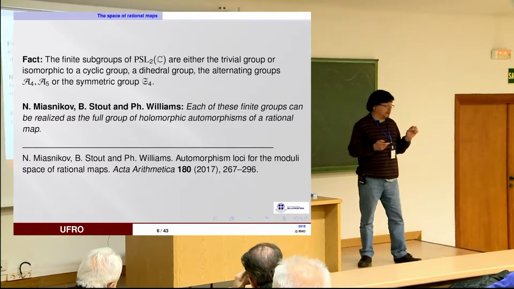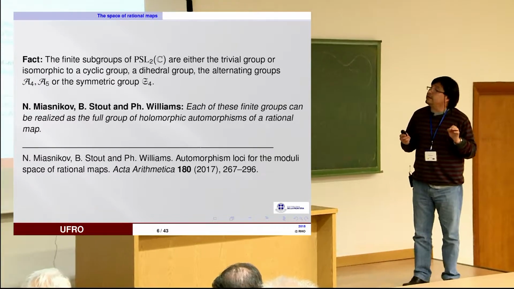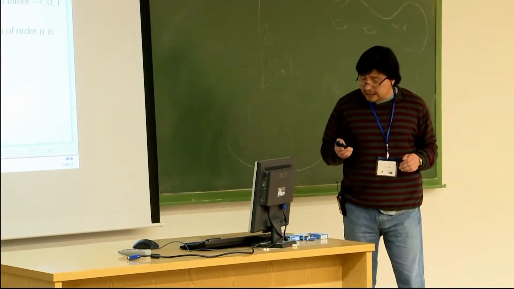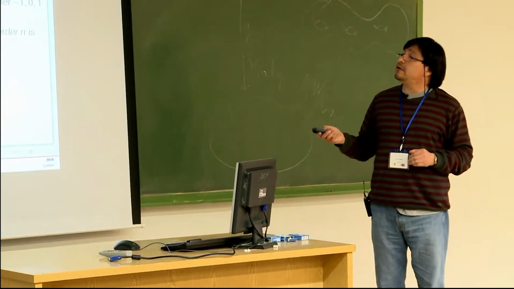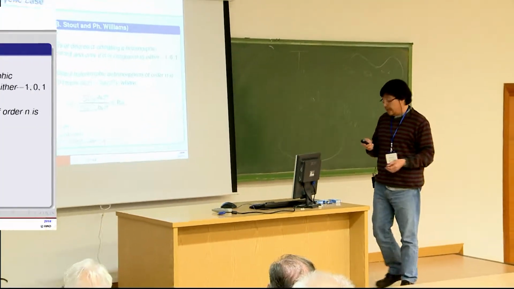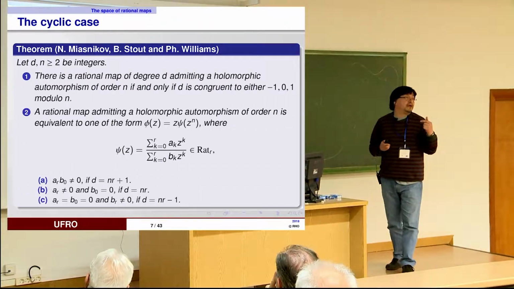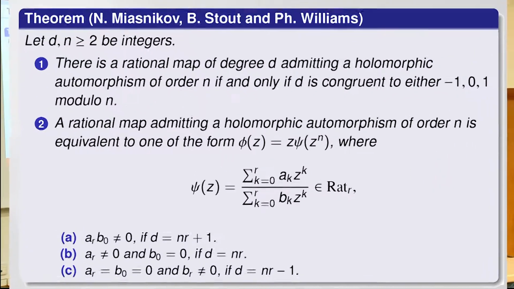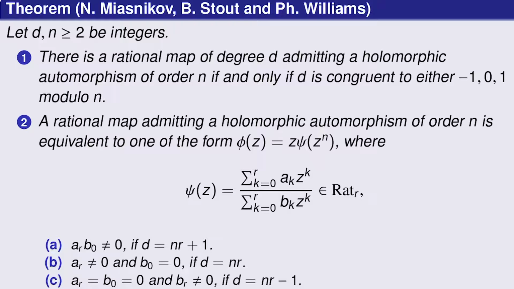I want to just recall the result for the cyclic case now. So essentially, they say, let's take integers d and n bigger than 2. This will be the degree of the rational maps, and n will be the order of the automorphism I'm looking for. And then there is a rational map of degree d and holomorphic automorphism of order n if and only if there is a relation between the degree and n. In this case, the degree has to be congruent to -1, 0, or 1 modulo n, right?